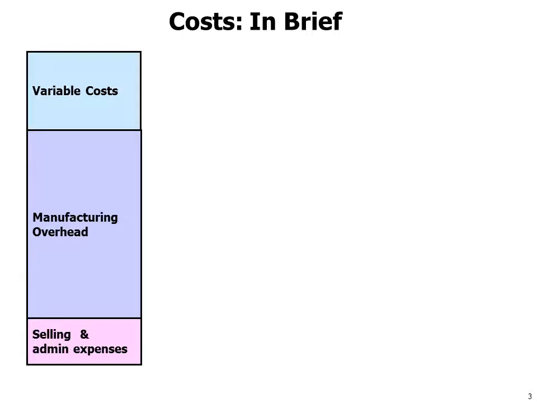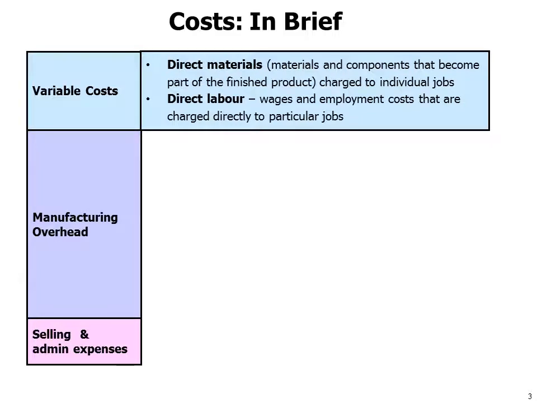Let's start off by reviewing costs. We can look at costs as being one of three types: variable manufacturing costs, manufacturing overhead fixed costs, and selling and admin expenses. So let's start off with variable costs. Variable costs can be comprised of direct materials and direct labour.